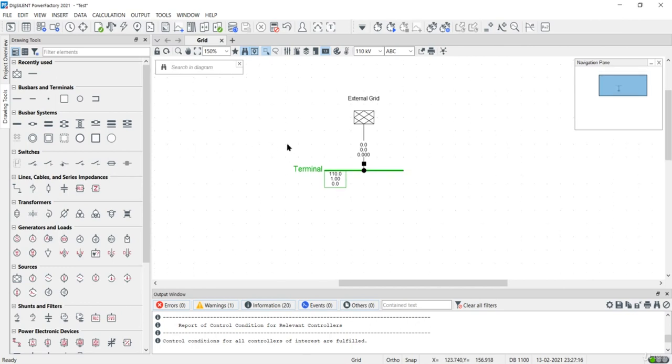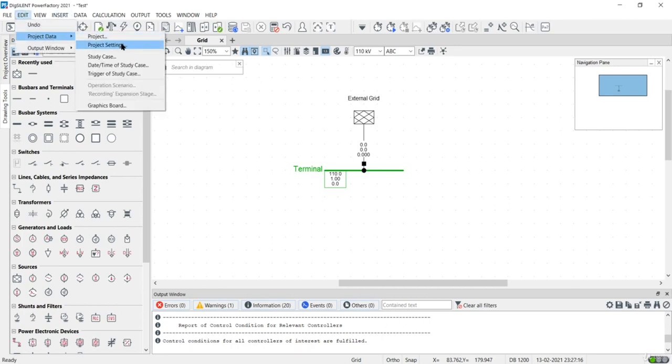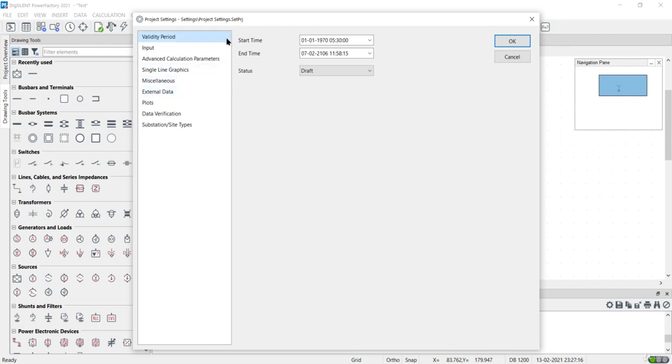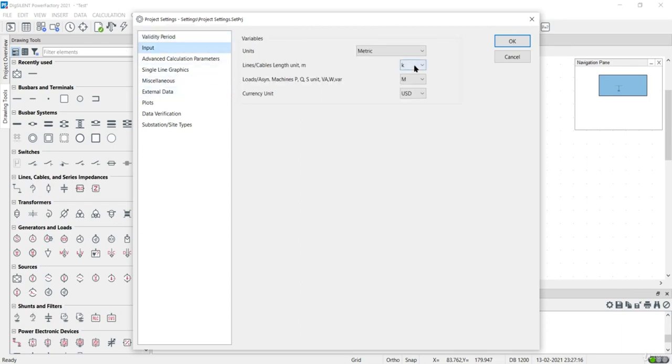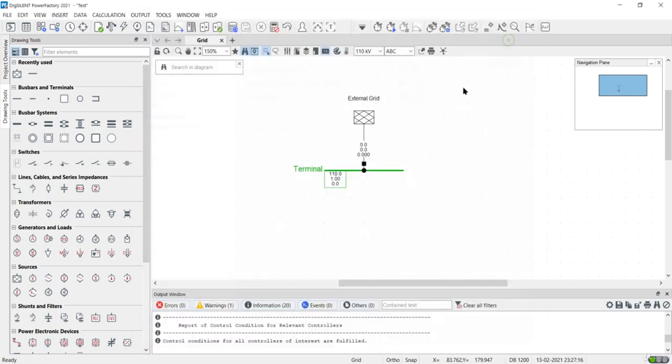The next one is in Edit, Project Data, Project Settings. Whenever you are working on the project, you can change the line unit system, such as what unit the line input should be, whether it's in kilometers, and load units, like whether it should be in megawatt or kilowatt. All these things can be modified from here.